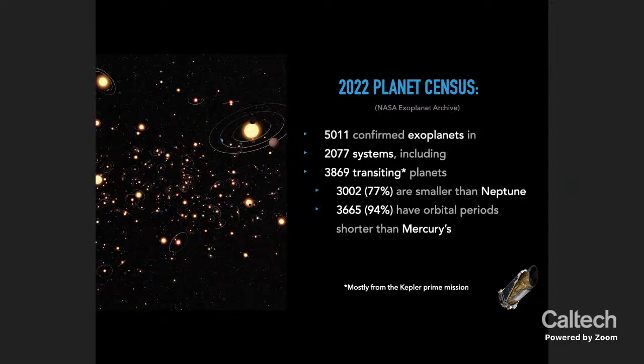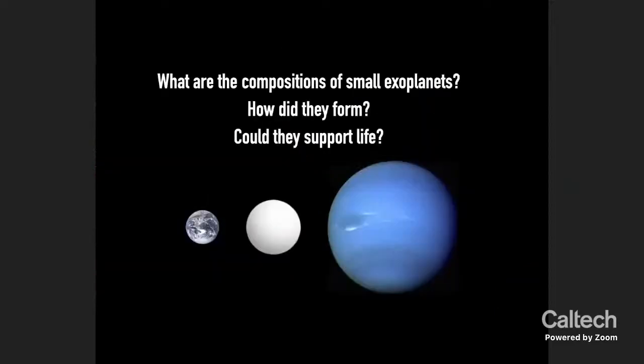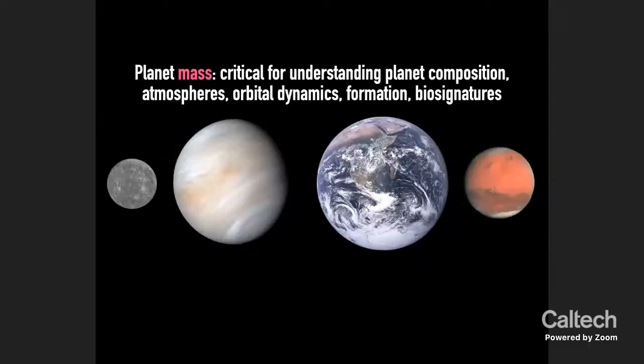The majority of these are transiting planets, smaller than Neptune, and closer to their stars than Mercury is to our sun. So there are a few key questions we have about these planets. What are the compositions of these small planets? How did they form? And could they support life? I'd like to introduce the idea that planet mass is a critical quantity to answer these questions.